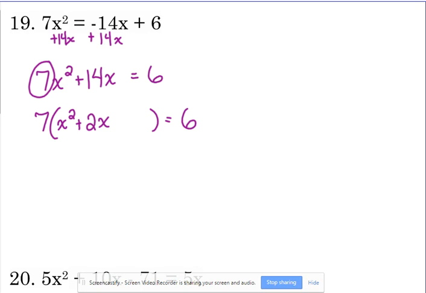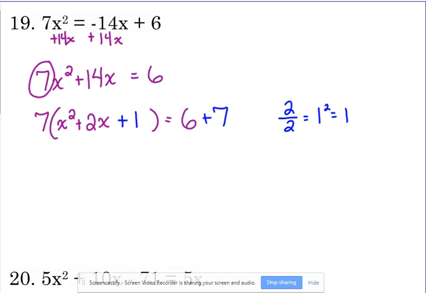Let's complete the square. So we divide 2 by 2, we get 1. 1 squared is equal to 1. So we add 1 inside of our parentheses, but you don't automatically add 1 to the other side. Because 1 is inside of our parentheses, what's in front of our parentheses? 7. So really, we added 7 to the left side. 1 times 7 is 7, so we have to add 7 to the other side. So there's a little difference.